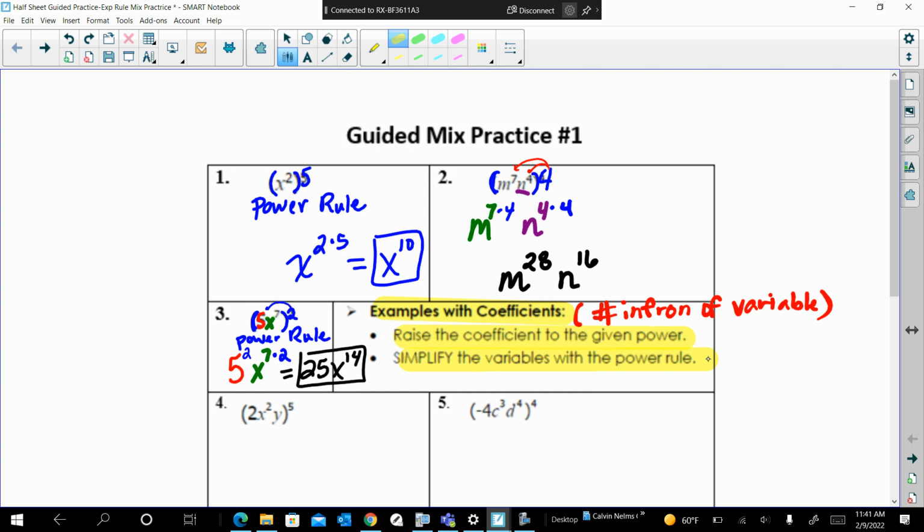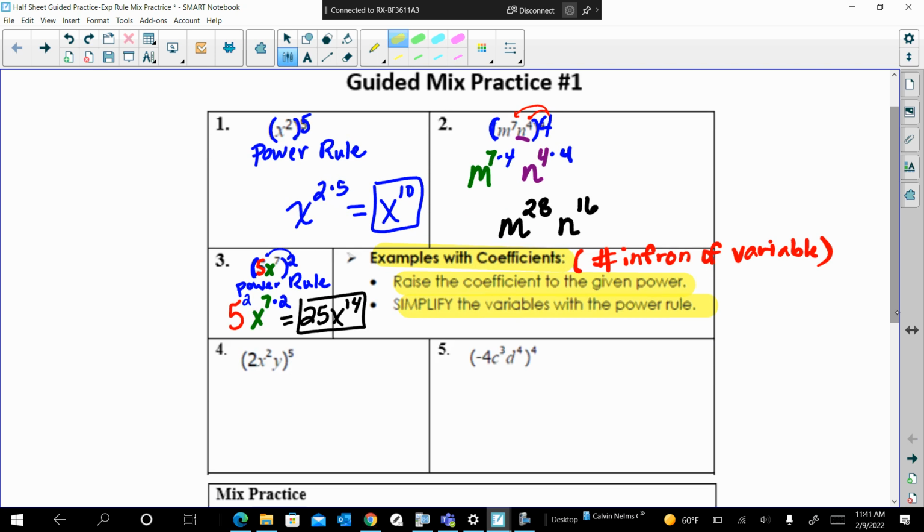So, do we have a coefficient on number 4? Do you have a number in front of the variable? I'm talking about letters, guys. Yes. What is that number? 2. 2 is the coefficient. We have parentheses, and we have the 5 outside the parentheses. So we take that 2, and we raise it to the power of 5. Then we do each variable with the power rule. The x squared, we do times 5.